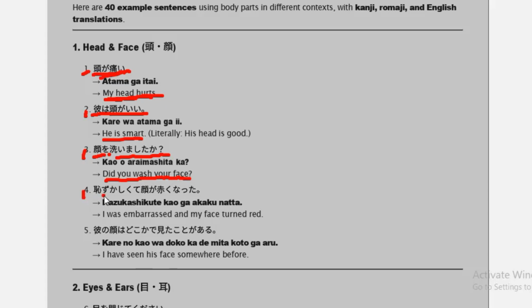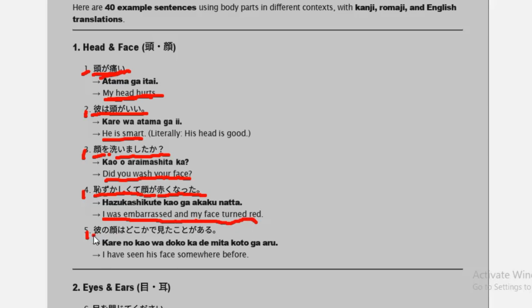Fourth example is hazukashikute, kao ga akaku natta. Kao means face. Akaku natta means I was embarrassed and my face turned red.